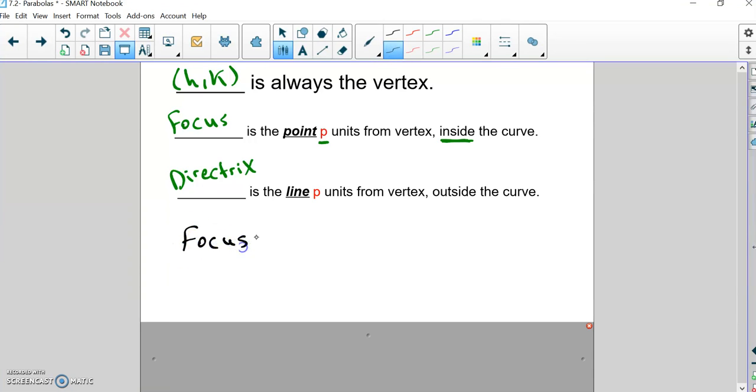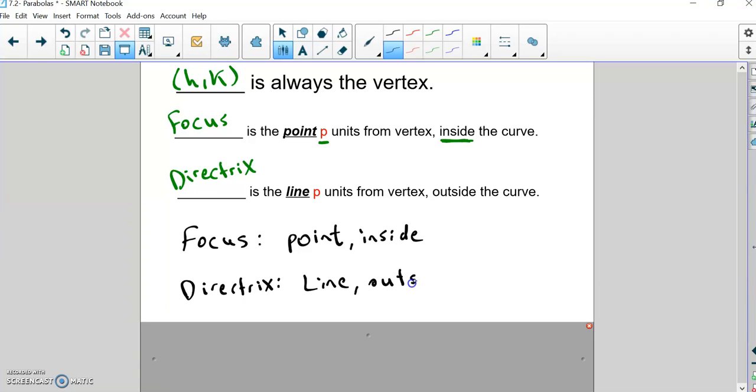The focus is a point, and it is inside. The directrix is a line, and it is outside. All right, so what I would like to do here is show you an example of some of the different things that you're going to see. Most of the things in this unit are either going to be a word problem, or it is going to be one where you have to graph a function.